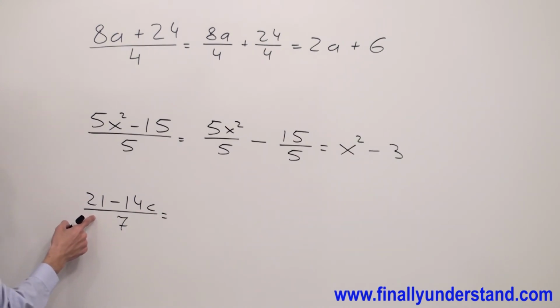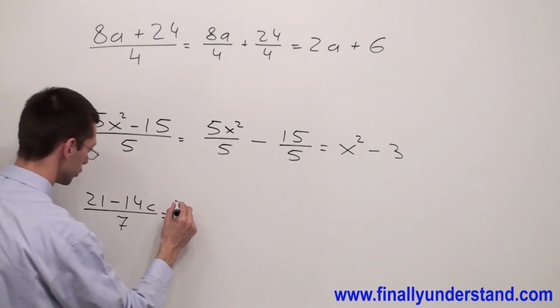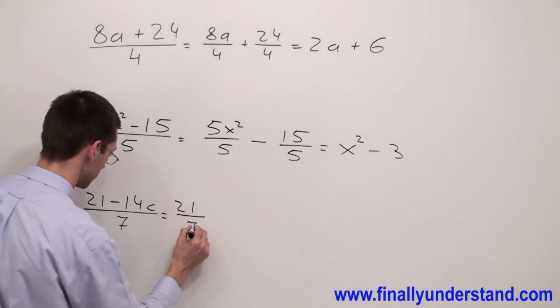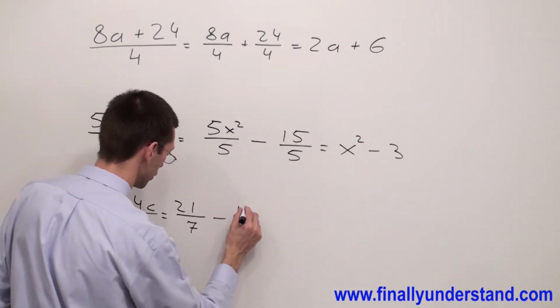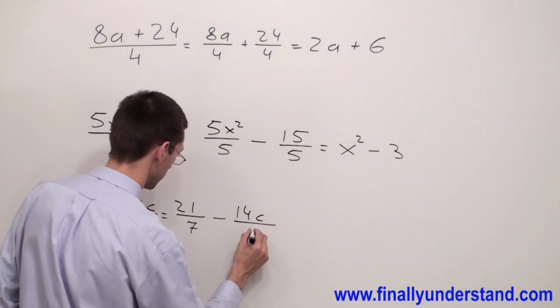Let's take a look at this example. I have 21 divided by 7, I have to keep the sign, minus 14c over 7.